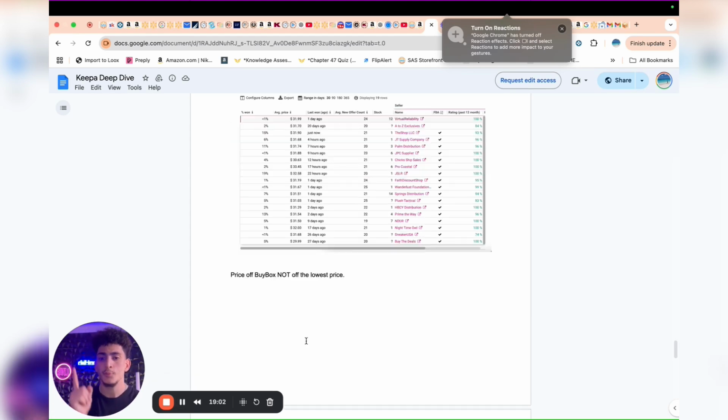I want to say, price off of the buy box. Do not price off the lowest price. People will always go to the lowest seller. I don't want to say people, but newer sellers will sometimes go to the lowest seller and compete with them, when in reality, that lowest seller might not even be winning the buy box.